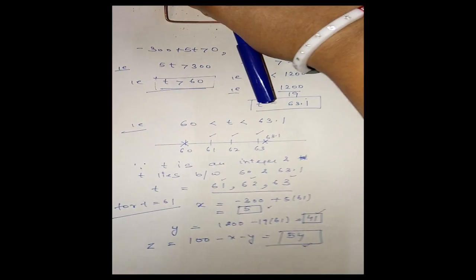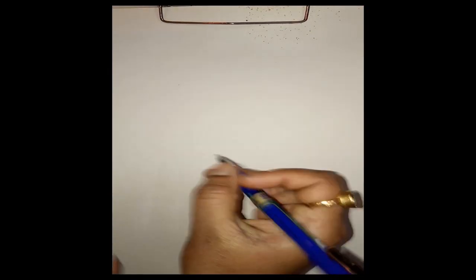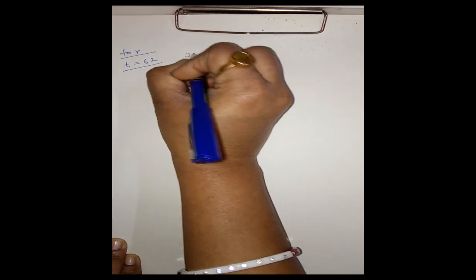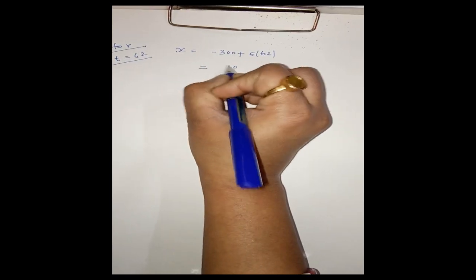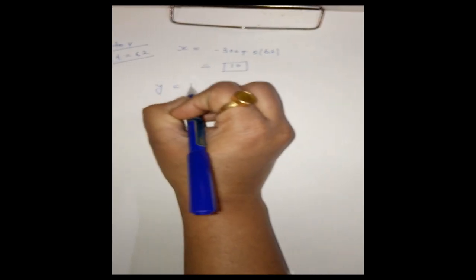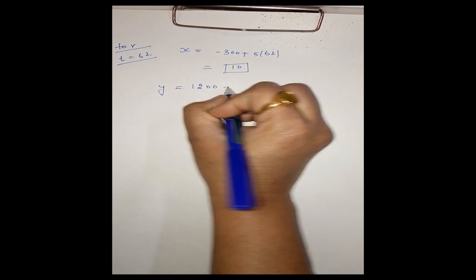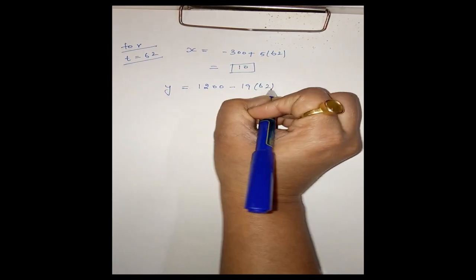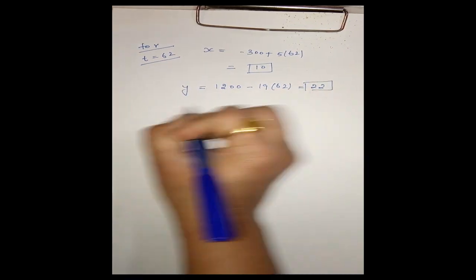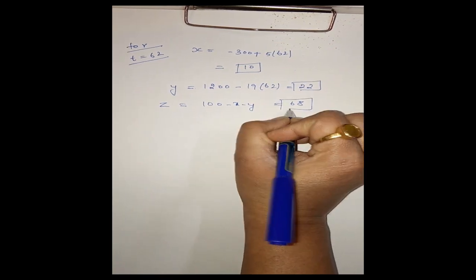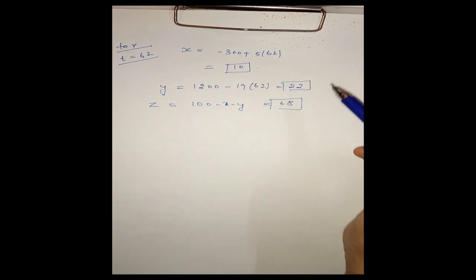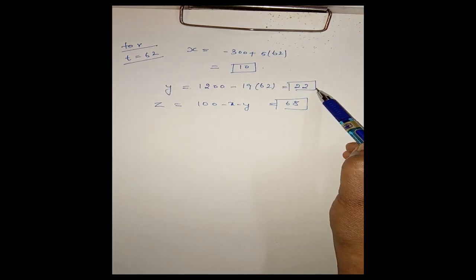In the same way for t is equal to 62 and 63. For t is equal to 62, x is equal to minus 300 plus 5 into 62. That will give us 10. And for t is equal to 62, y will be 1200 minus 19 into 62. That will give us 22. And in the same way, z is 100 minus x minus y, which will give us 68. Means another set of choices, we may have 10 calves, 22 lambs and 68 piglets.